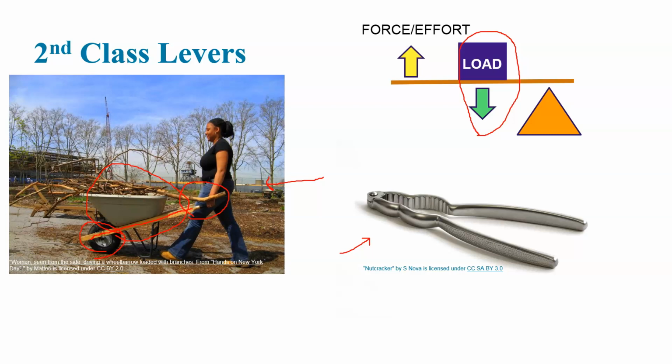I knew you'd get it. The force is applied here, where we hold the nutcracker in our hands and we squeeze in order to cut a nut. The nut is the resistance or the load, and then our fulcrum or pivot point is here on the end, opposite our force.